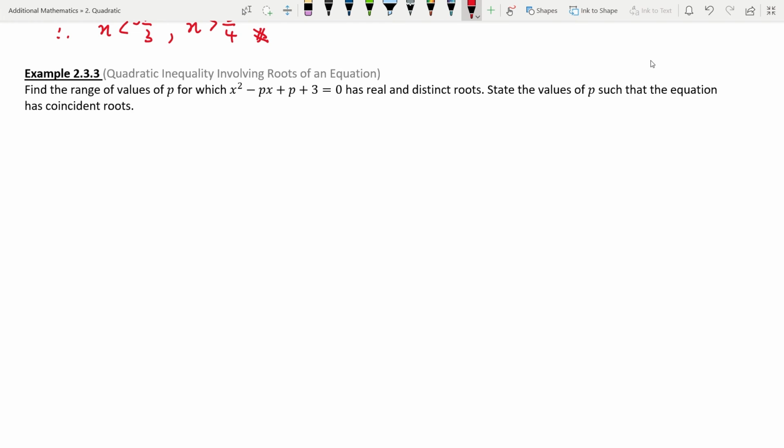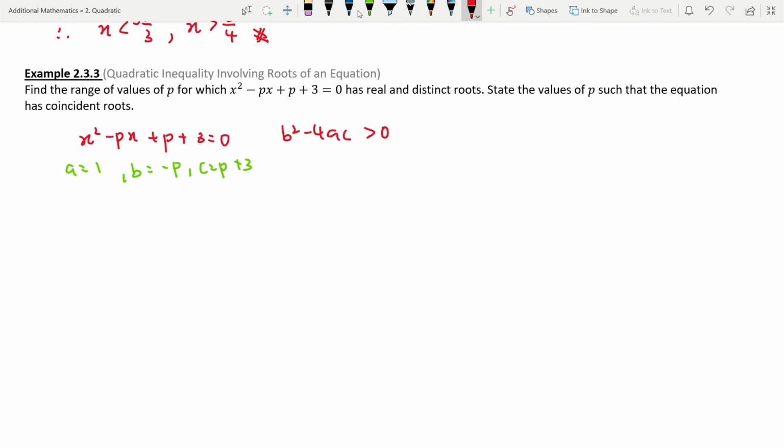Example 2.3.3. Find the range of values of p for which x squared minus px plus p plus 3 equal to 0 has real and distinct roots. State the values of p such that the equation has coincident roots. The information we have is x squared minus px plus p plus 3 equal to 0. Has real and distinct roots implies that b squared minus 4ac is greater than 0. So the first thing, we are asked to find the range of values of p. Our a is 1, b is -p, c is p plus 3.